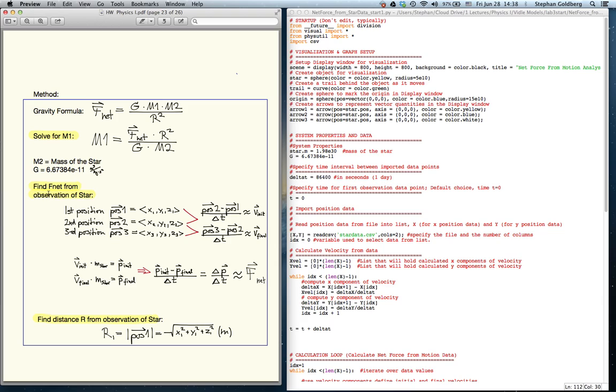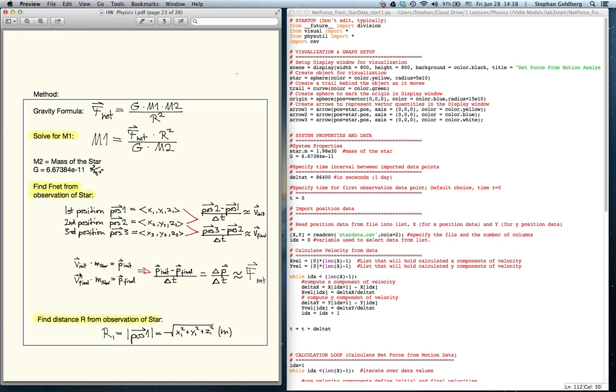to find the Fnet force, we will subtract the position number 1 of the star from position number 2 and divide it over delta t. That gives us a velocity. And if we then subtract position number 2 from position number 3 divided by delta t, we get a second velocity. So we have an initial and a final velocity. The Python program does that right here, while it differentiates between the x component and y component of a velocity.